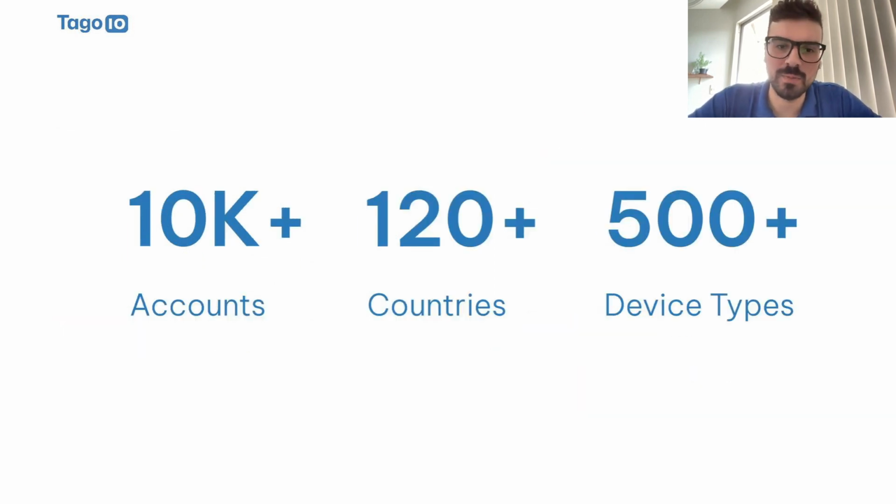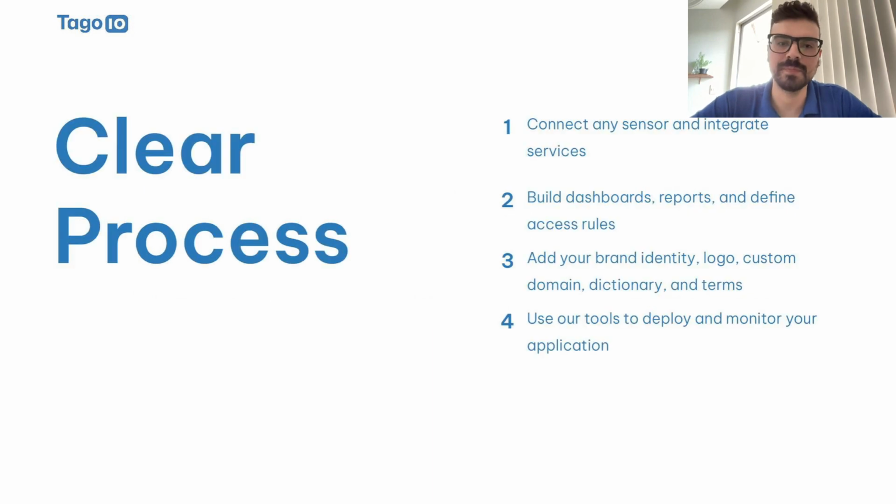Today we're present in almost over 120 countries, with 10,000 accounts created and over 500 devices in our device library. But just a reminder, if you do have a device that is not in our library yet, you can either submit a request for us to help you with that, or you have the ability and resources to add your decoder and start using that device right away. The idea is that you can connect any device on any network in order to build your application. The process is simple: you connect your sensor and integrate your services.